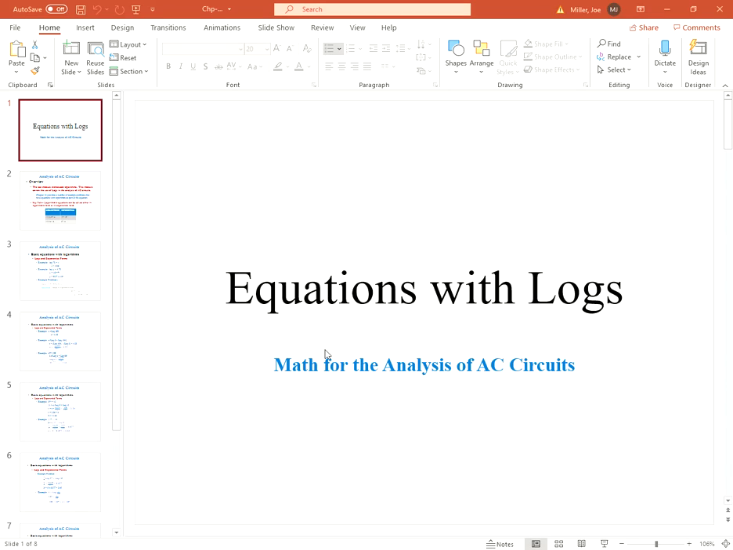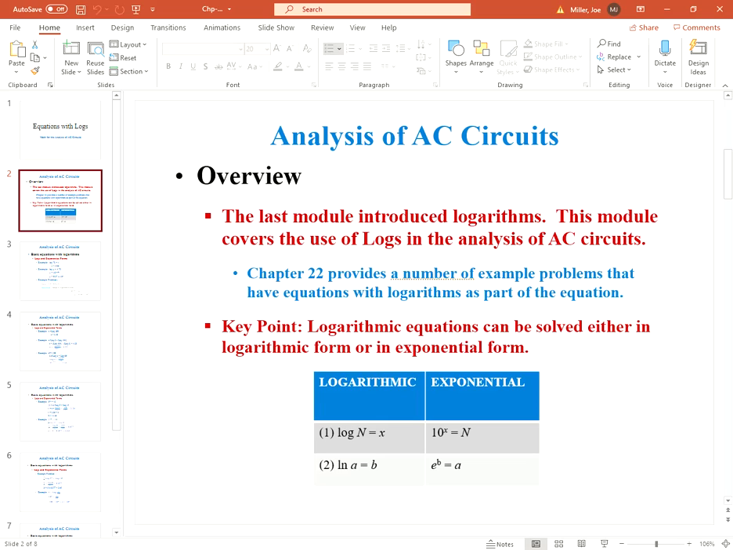In this module and this lecture, we go over examples of equations that use logarithms inside of the equations. And again, this is math for the analysis of electronic circuits. The last module introduced logarithms. This module covers the use of logs or logarithms in the analysis of AC circuits.